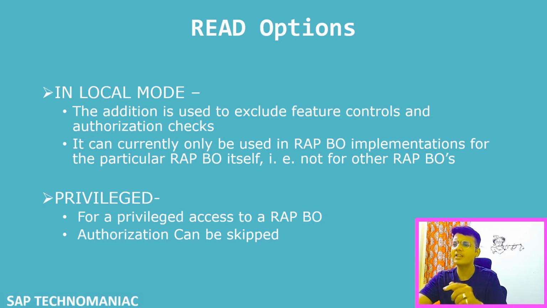In another way, privileged means whenever we want to read without checking the authorization, we can use simply read entities with privileged access, and then we can specify the entity name and all the things whatever we have learned today. We can do all the things. These are the two different variants which we can use, and in an upcoming video we will see in local mode in real time when we do the early numbering for booking and booking supplement.